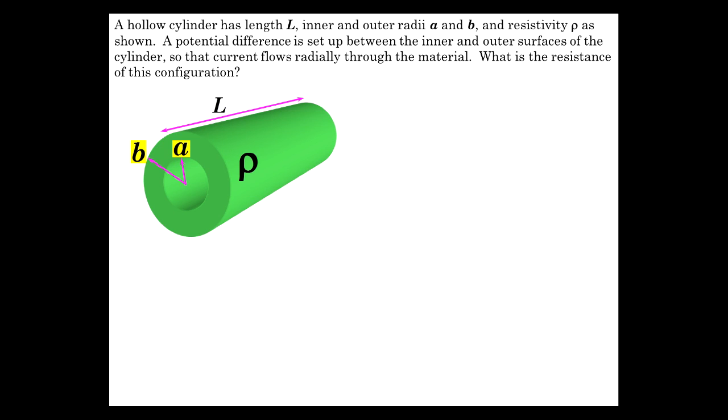We set up a potential difference between the inner and outer surfaces. So we put a potential difference from the inside to the outside. So current flows radially through the material, and we need to figure out the resistance of that.